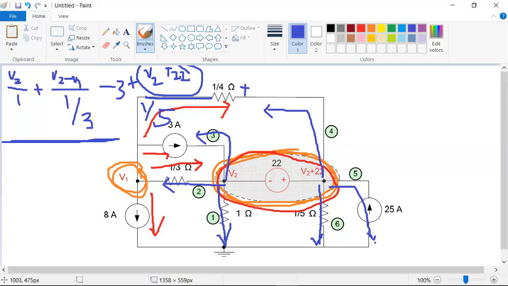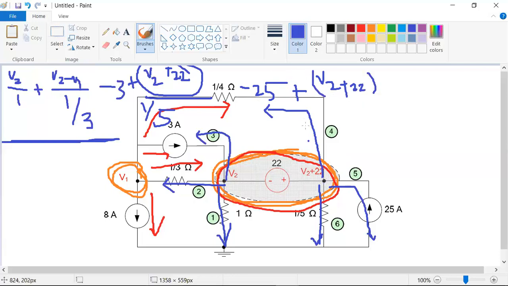let me find this current. The current is already given as 25, exactly opposite to my assumed direction. Then it will become, instead of plus, it is minus 25 amps. Then only one branch is left, that is this branch. Then I'm writing V2 plus 22, instead of writing V3, because I converted V3 and V2 into the super node.